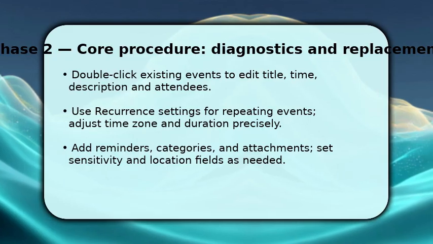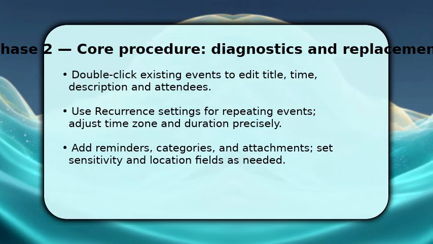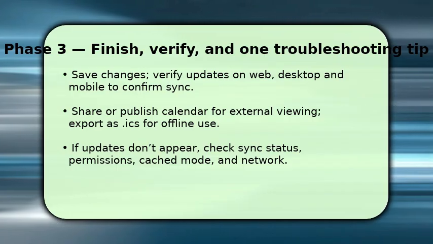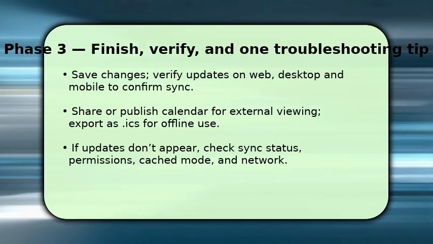Finally, save your edits and confirm syncing across devices. Once done, open Outlook on the web or mobile to verify the change appears there. This confirms server synchronization. If sharing is required, adjust calendar permissions or publish a shareable link. Export as an ICS file for others.